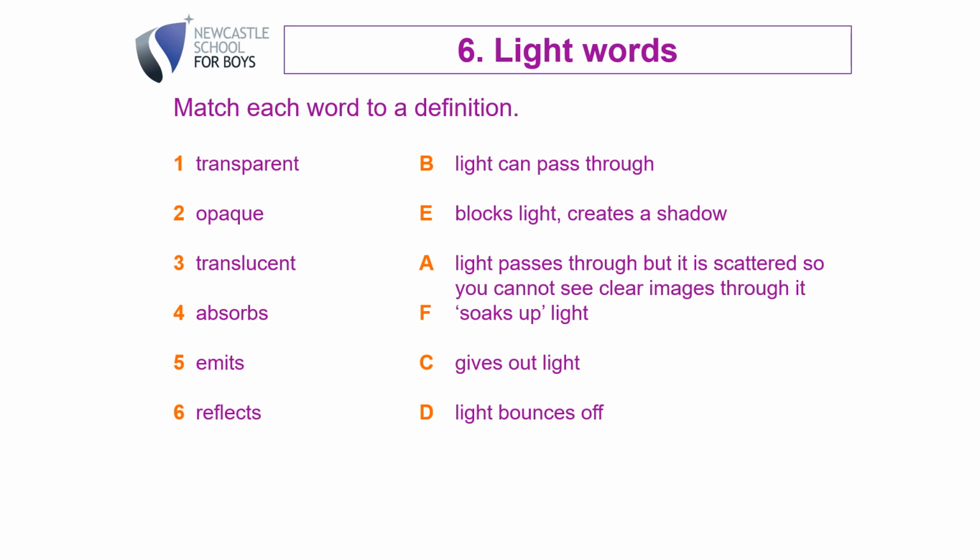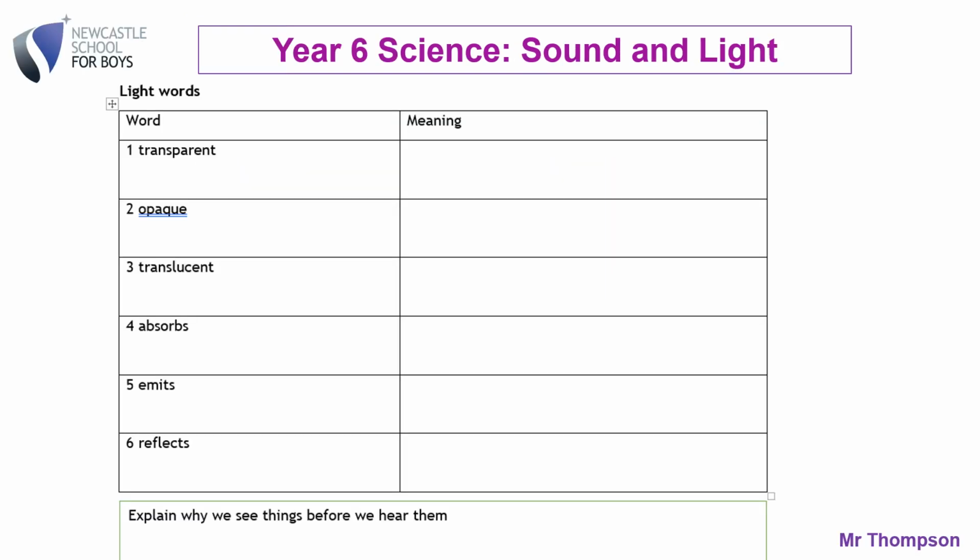That's a bit like your bathroom window might be a bit frosted, it might be translucent, so people can't see directly through there. The word absorb means to soak up light. The word emit means to give out light, and the word reflect means to bounce off. Light bounces off, a reflection of light.